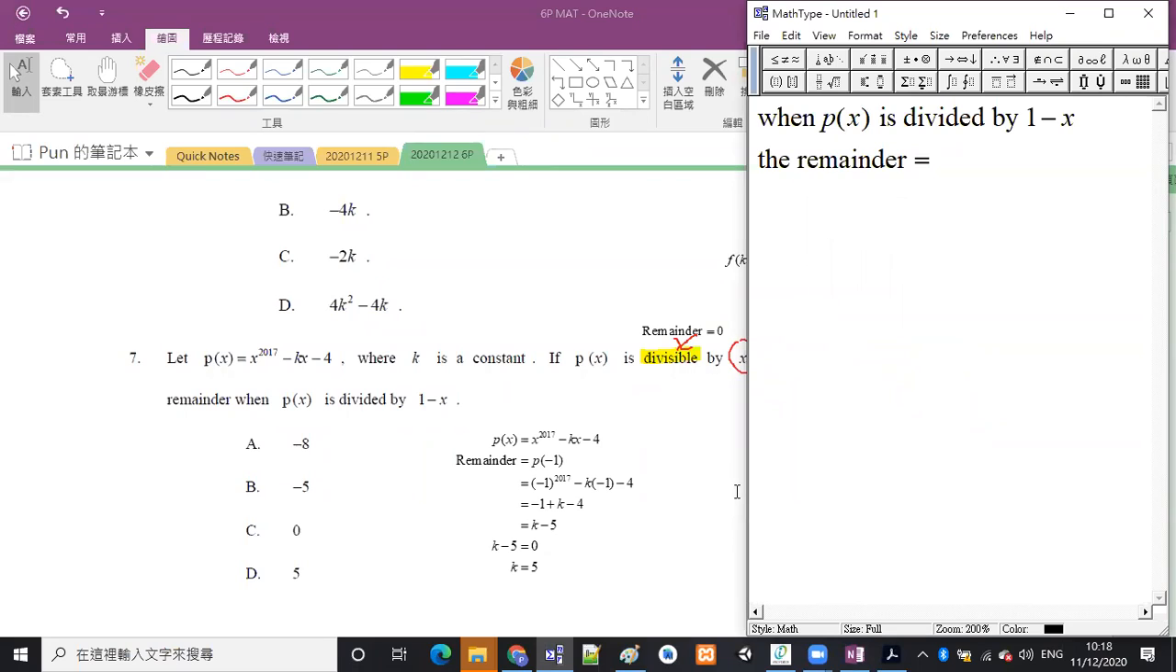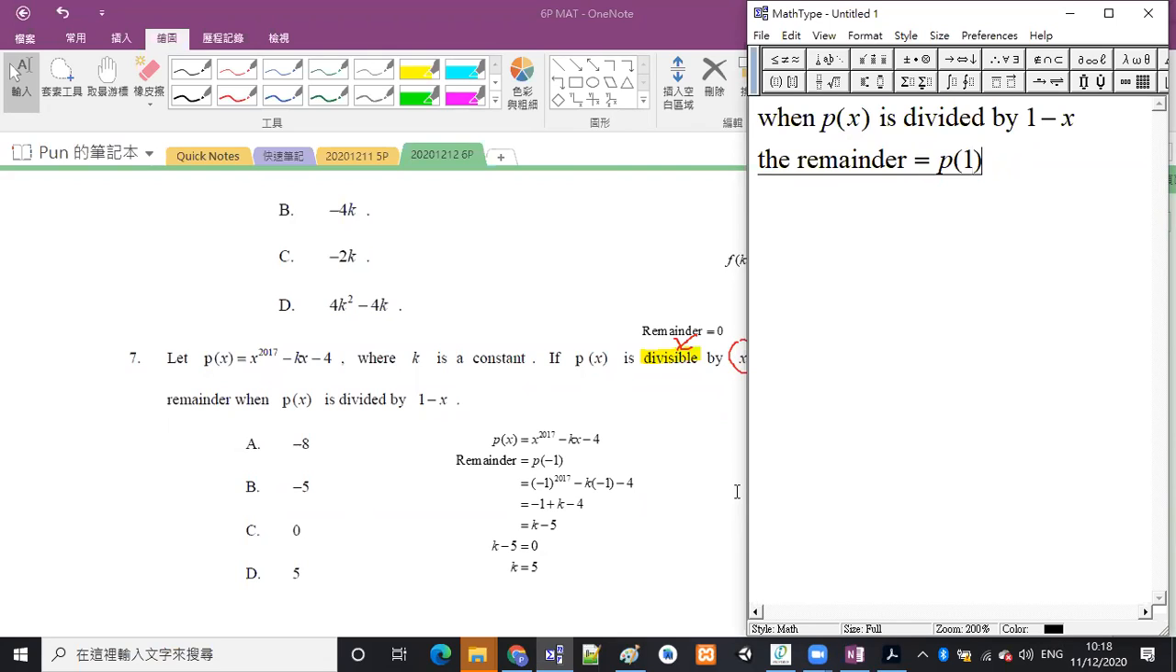But again we are finding the remainder, and the remainder is just the p number. What number is it? We just need to put in the draft. We need to put 1 minus x to be 0 and calculate the value of x. So obviously, x is equal to 1. So the remainder is equal to p(1).